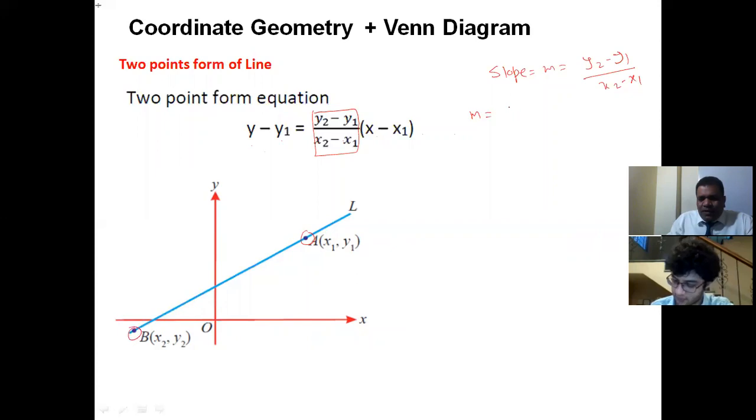Here, m is the slope of the line. m is also known as tan theta. What is theta? Theta is the angle between the x-axis and the line. I'm going to read the same statement four times and still students may be confused, so let me read once again. Theta is the angle between the x-axis and the line. Start from the x-axis, go to the line. You can see, starting from here and going to the line.